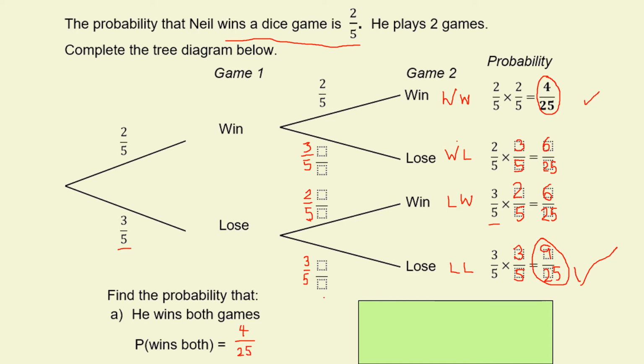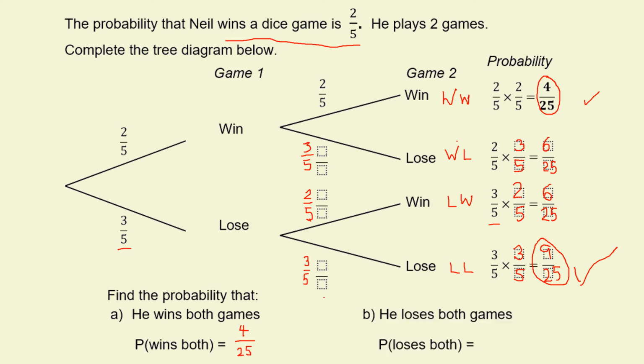All right, we can see that from our diagram. If we look at our next question, what's the probability he loses both? Well, again, we can read it off our diagram, can't we? We've just got it there. Our diagram tells us 9/25. Without drawing the diagram, though, those questions can be quite difficult to answer. All right, the diagram really helps.